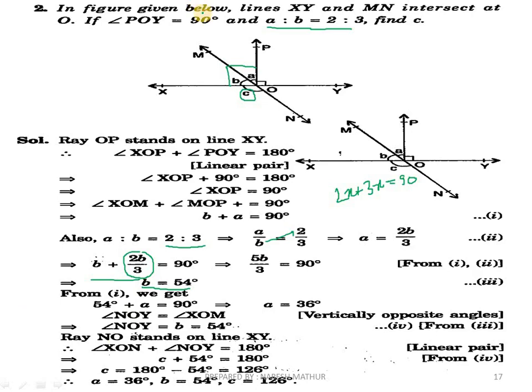Alright, now we have the value of A and B. Let's say B is 54 and A is 36. Now we need to find the value of C. As MN is a straight line and angle B is 54, then angle C would be what? B and C are a linear pair, so the angle C would be 180 minus 54, that is 126 degree.